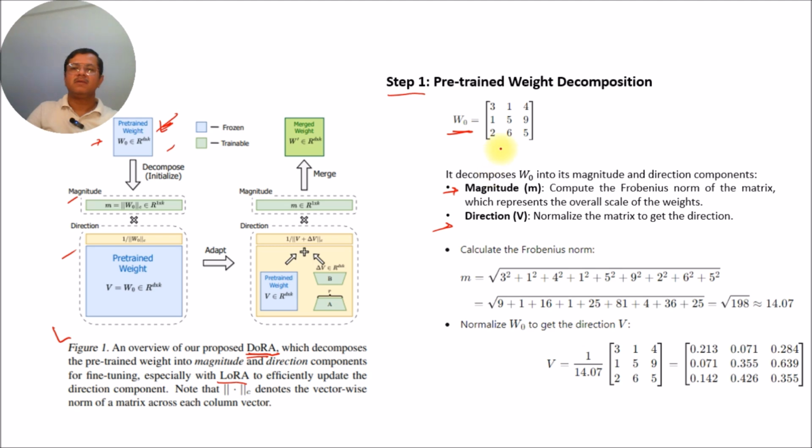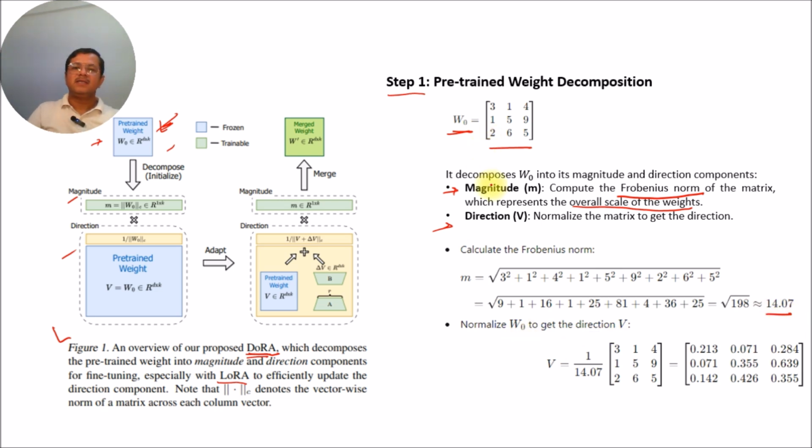To compute the magnitude, we take the Frobenius norm of the matrix, which represents the overall scale of the weights. Frobenius norm computation is very easy: just take the sum of squares and then take the square root. In this case, the Frobenius norm of this matrix is equal to 14.07.